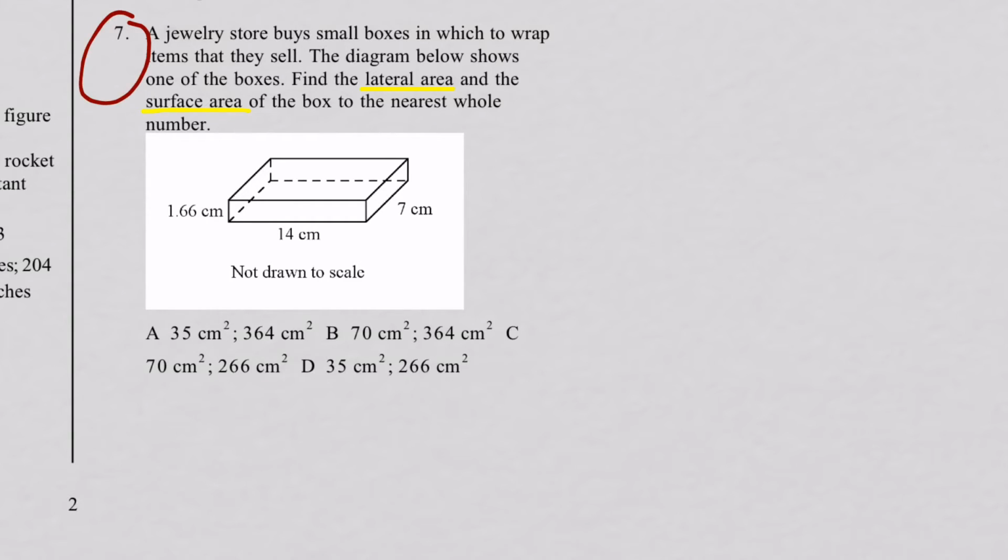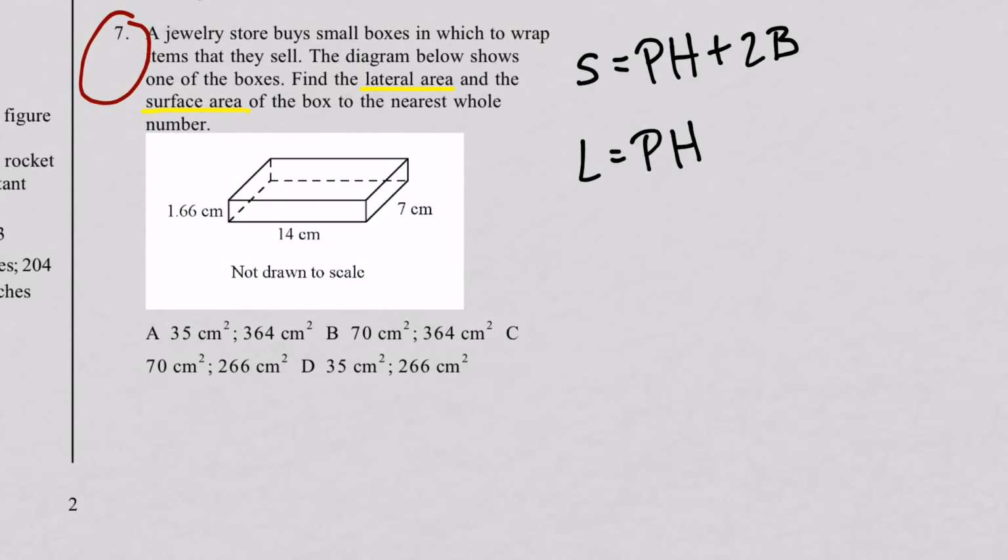The lateral area is the surface area without the bases. That's what it really means. So in this case, since I have a rectangular prism, the surface area formula is PH plus 2B. The lateral area is simply PH. No bases, basically. The lateral area is all the area except the bases. So we're going to find the lateral area first.